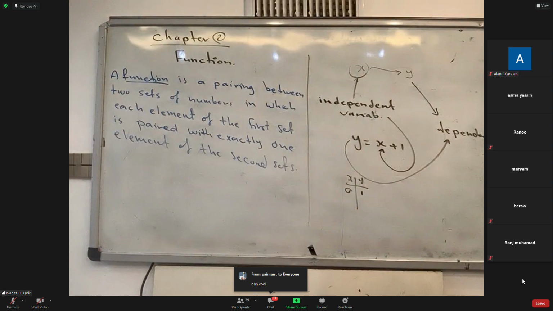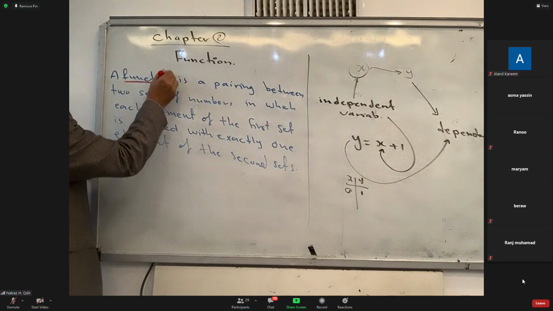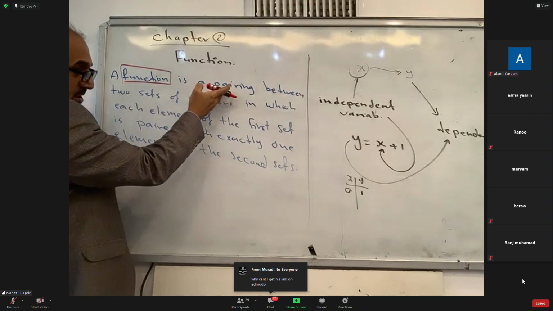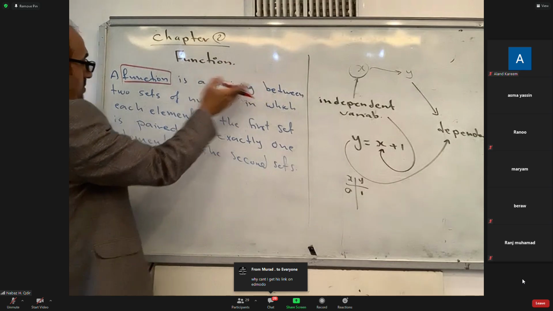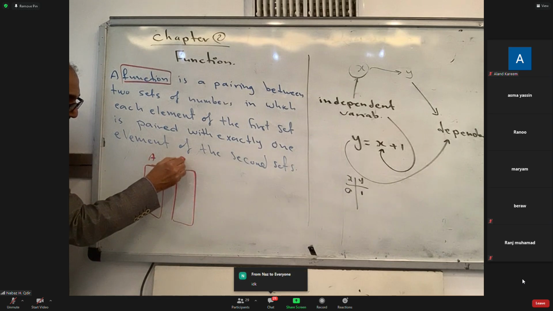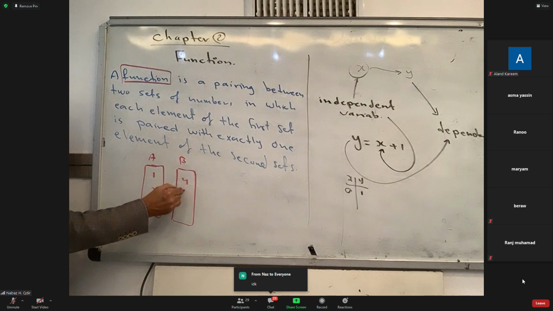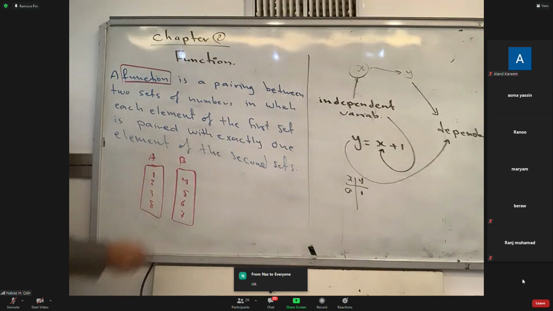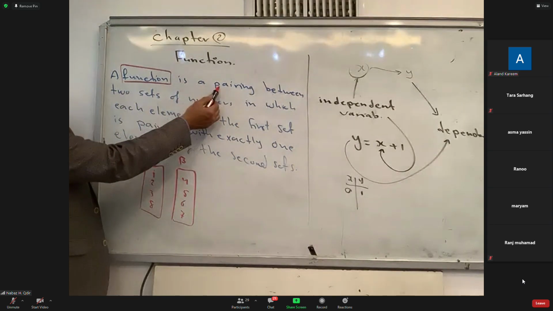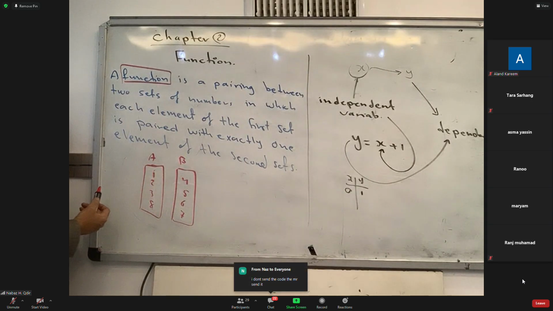Now I explain for you. We say a function is a relation between two sets of numbers. Like this. This is the set of the number A, for example. This is the set of the number B. For example you have 1, 2, 3, 4, 5, 6, 7. And this is 1, 2, 3, 8. We say it is a relation between two sets, okay?